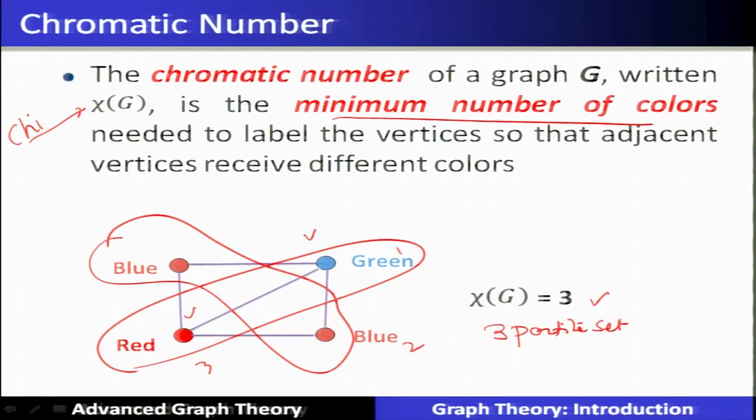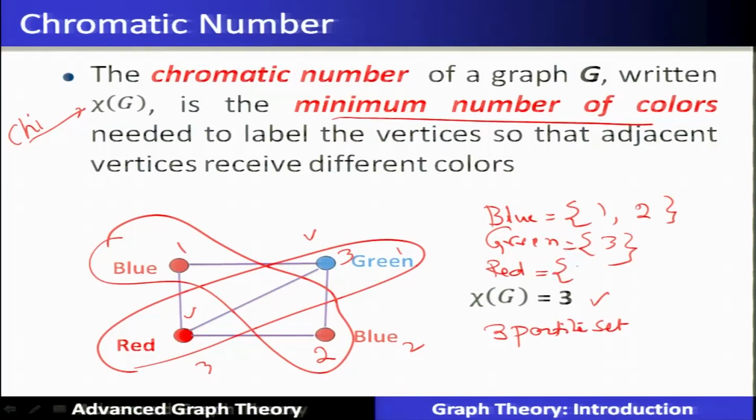What are these 3 partite sets? All the blue colored vertices will form one partite set, 1 and 2, let us say. Then green is another partite set with only one vertex, let us call it 3, and then there will be another partite set, let us call it 4. So, it will have the 3 partite sets.